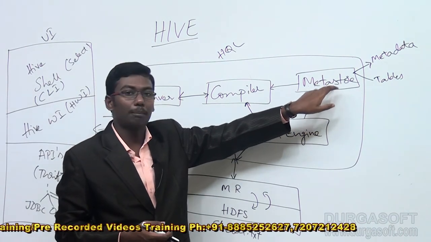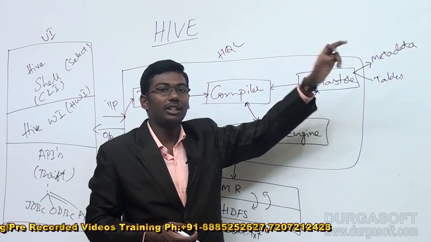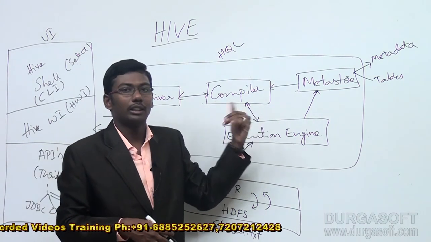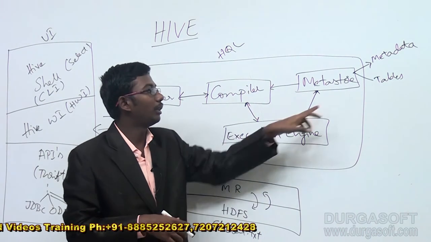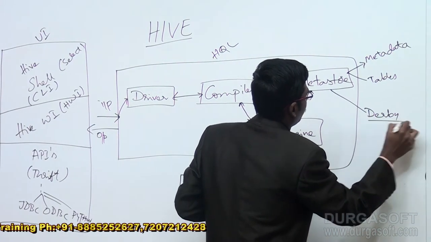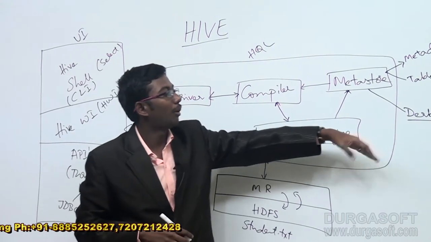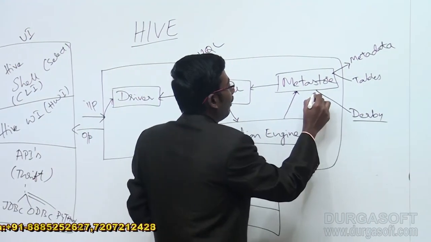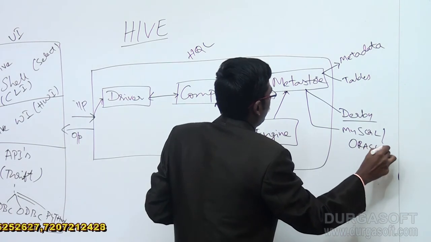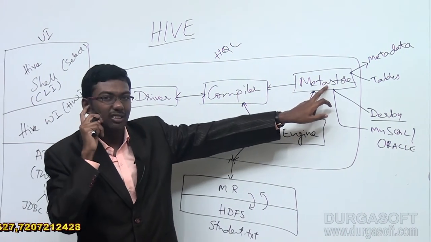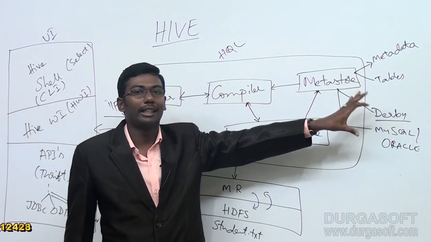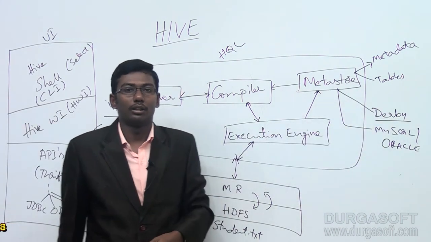The metastore's main responsibility is to maintain the metadata, which is the information about all the tables and databases in the Hive environment, the schema of the tables, and all the information related to tables and views. All these things will be taken care of by the metastore only. The default metastore for Hive is the Derby server. On top of this Derby database, we can also configure our existing database like MySQL or Oracle. I can configure my metastore as part of Hive information retrieval and maintain it in MySQL or Oracle, but the default metastore database is the Derby database only.